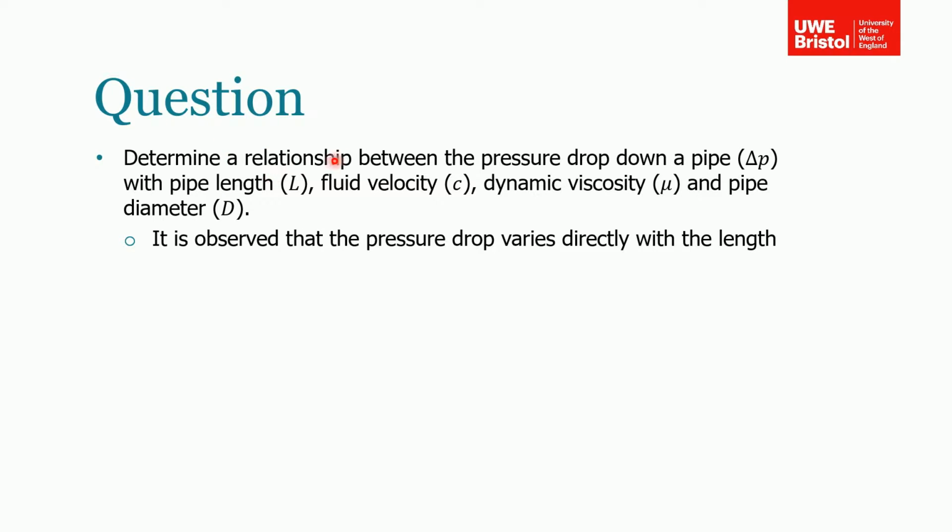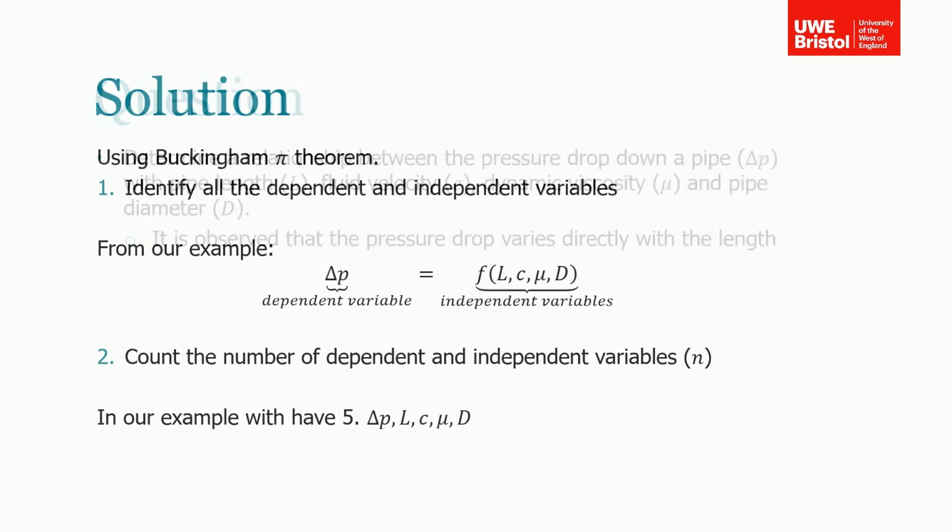In this question, we're asked to determine a relationship between the pressure drop down a pipe, delta P, with the pipe length, fluid velocity, dynamic viscosity and pipe diameter. And we're also given a little bit of extra information: it's observed that the pressure drop varies directly with the length. So how do we solve this?